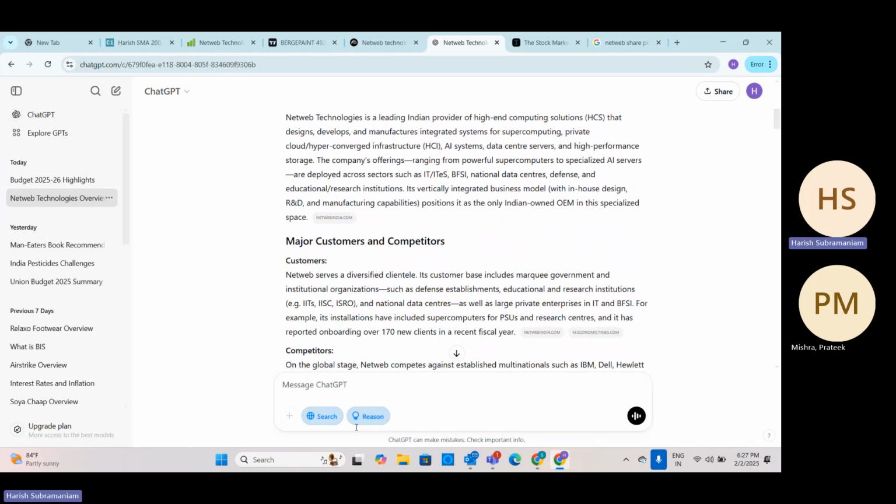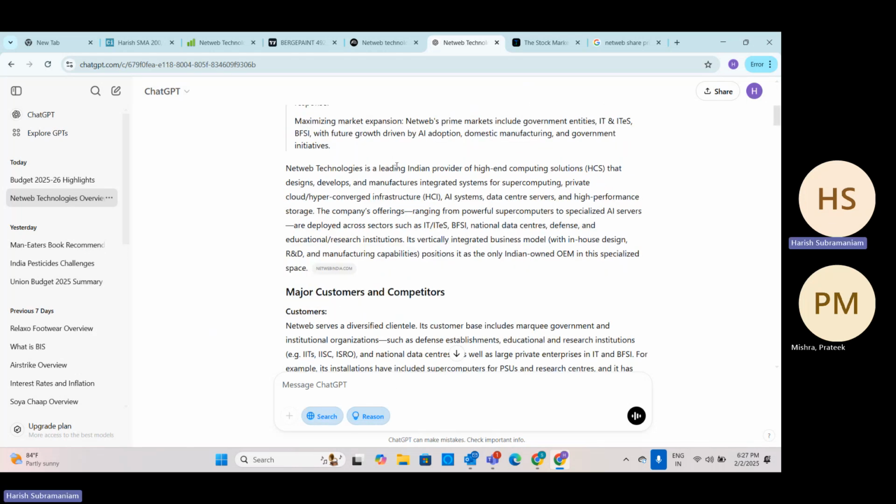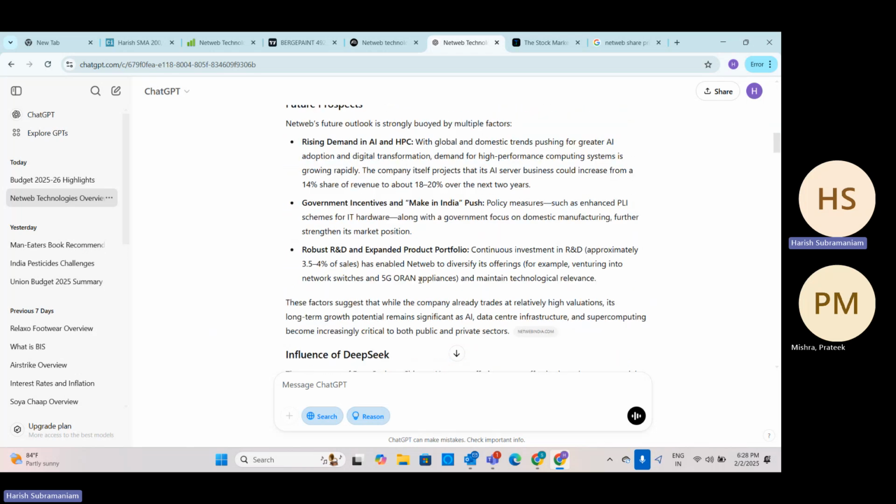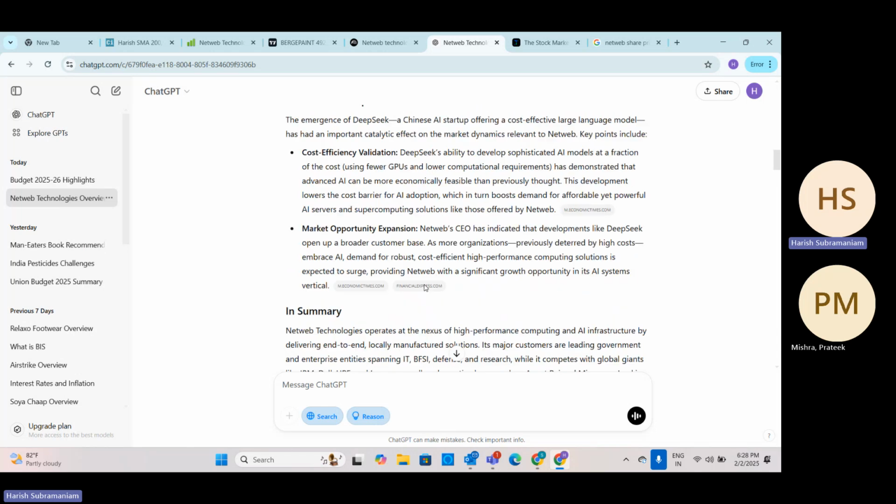So again, I put on search, I've put on reason. It's a leading Indian provider of high computing solutions. It does this. These are its customers. These are its competitors. These are the future prospects. So there's rising demand in AI, government incentives and Make in India push. There is robust R&D. We have seen that.